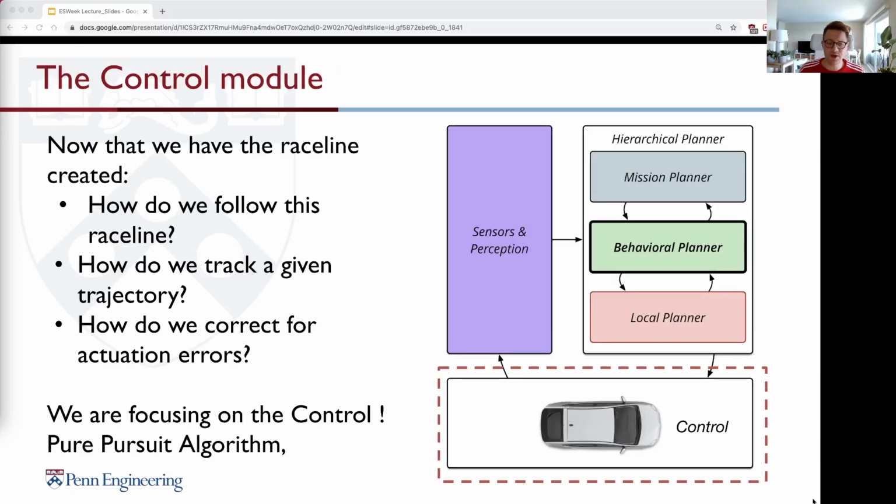So now we know how a race line is created and that we need this race line, because if we follow that race line, we will be as fast as possible. But now the big question is: how do we follow this race line? How do we track this trajectory? How do we correct errors? Because you have to imagine, you are now the autonomous car and you see that race line. And now it's time for you to follow this race line as accurately as possible.